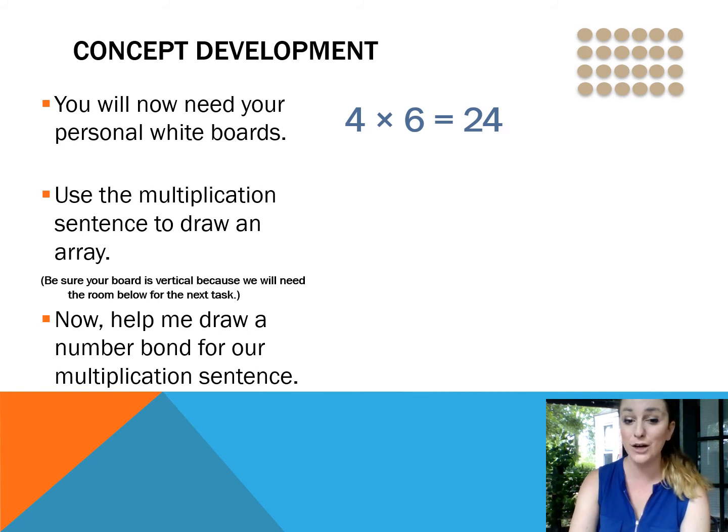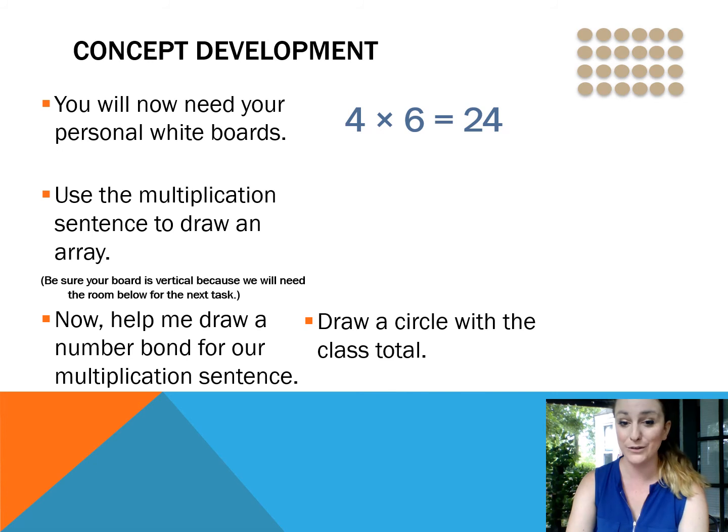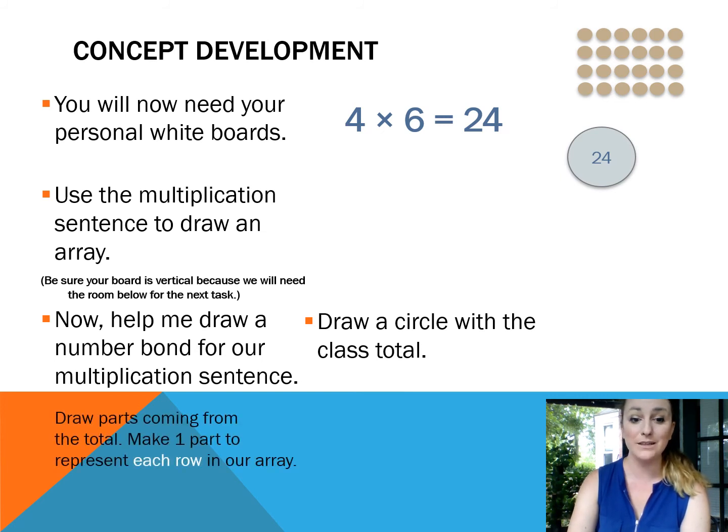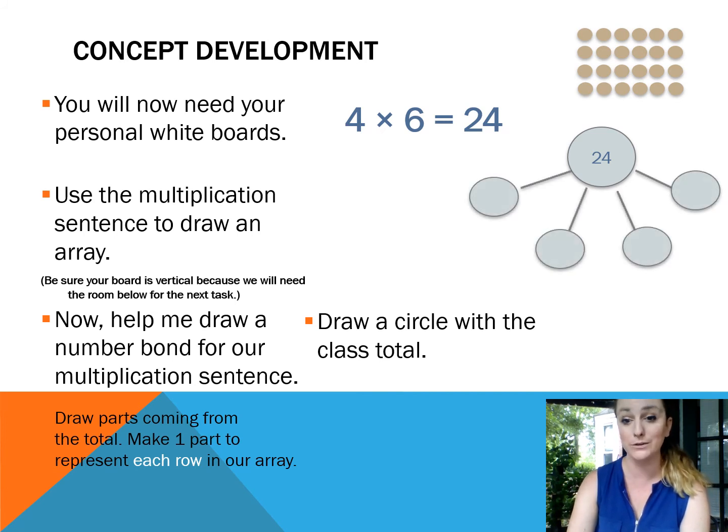Now, let's draw a number bond for a number sentence. Let's draw a circle with the total. What is the total? The total is 24. So, let's draw parts coming from the total. Let's make one part to represent each row in our array. How many rows did we have again? Oh, we had 4 rows. So I'm going to make 4 circles to show those 4 groups.